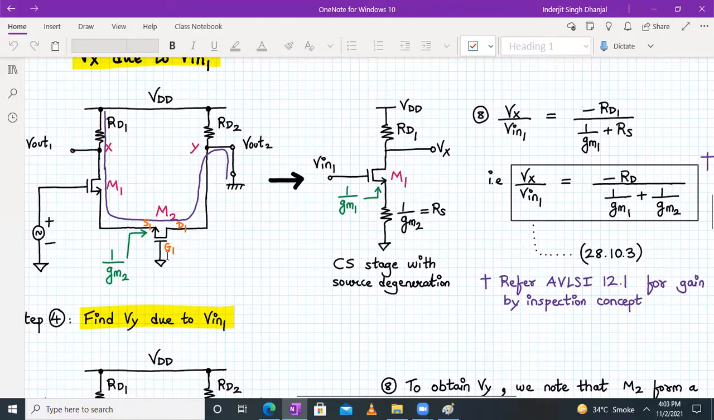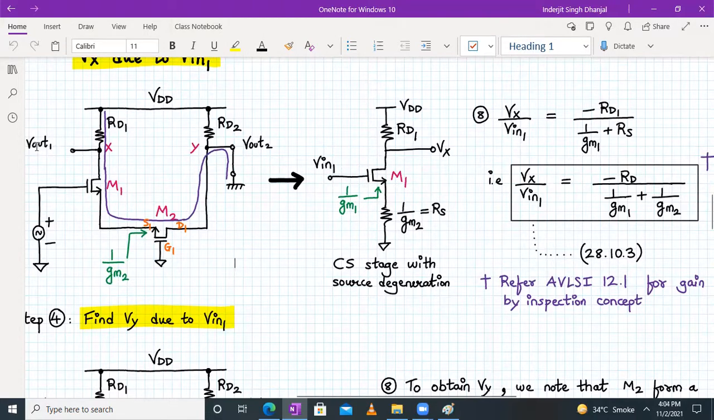But nevertheless, if you look in here, your gate terminal is connected to the ground and your drain terminal is connected to the ground. And if you look into the source terminal, what resistance will you get? 1 upon gm2, right? And over here, if we look into M1, we get 1 upon gm1. Since we have assumed lambda is equal to 0, we have VDD, RD1, M1, and this resistance coming into the picture. So finally, this is my equivalent circuit.